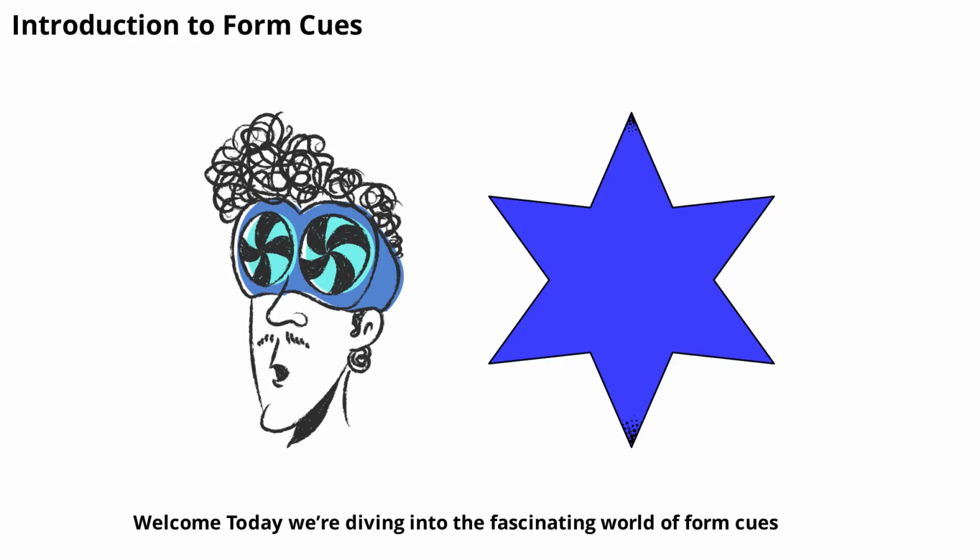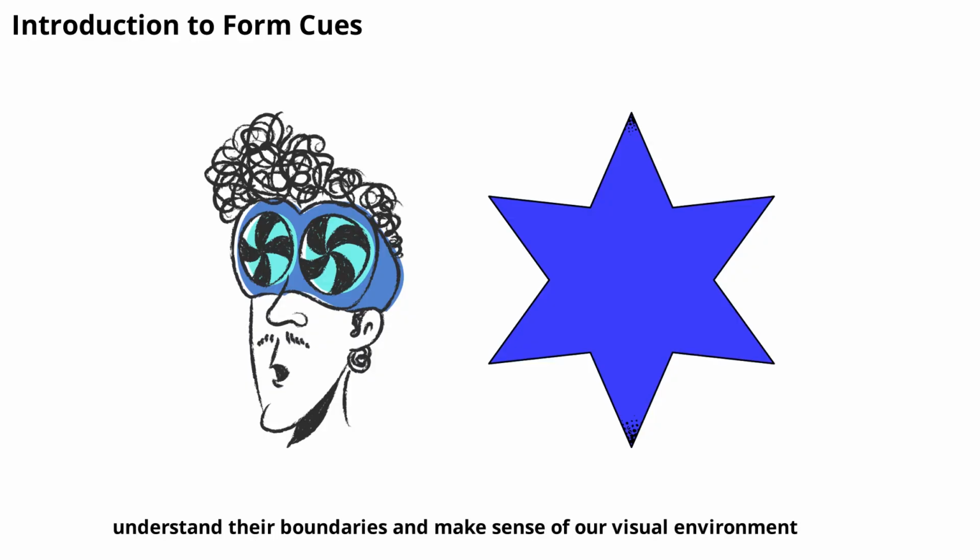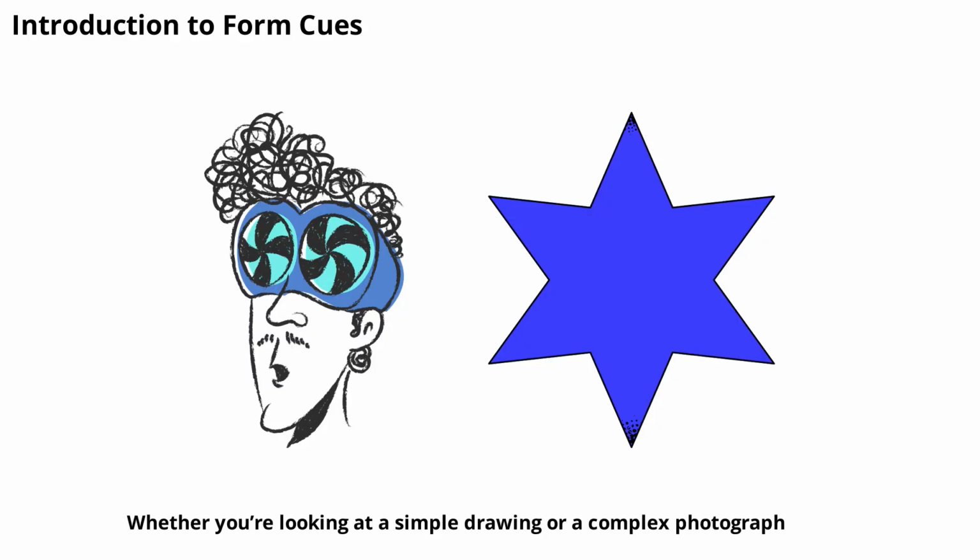Welcome! Today, we're diving into the fascinating world of form cues. Have you ever wondered how your brain interprets the shapes and structures you see every day? Form cues are essential signals that help us recognize objects, understand their boundaries, and make sense of our visual environment. Whether you're looking at a simple drawing or a complex photograph, your mind relies on these cues to distinguish one object from another. In this video, we'll explore what form cues are, why they matter, and how they influence the way we perceive the world around us.